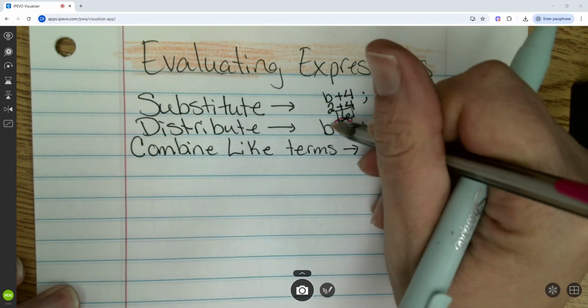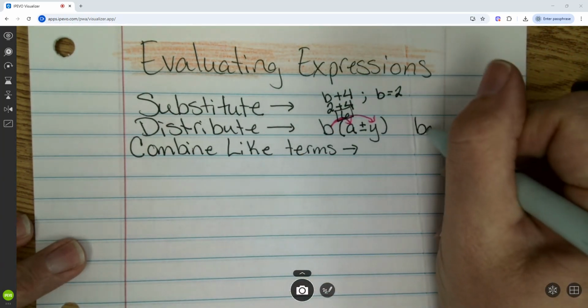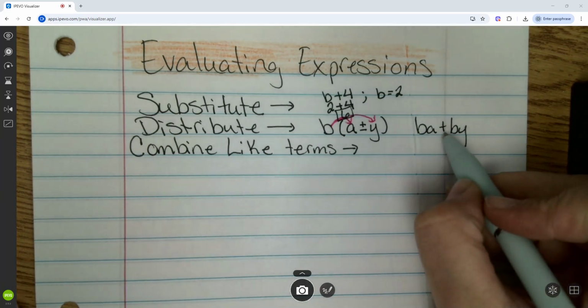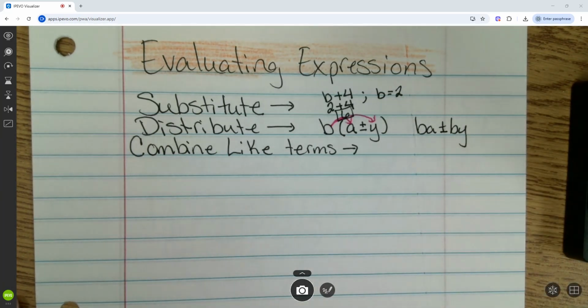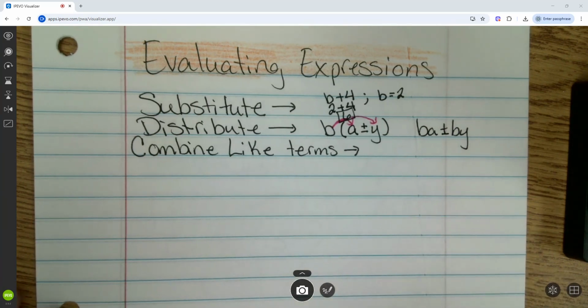So we'll go over distributing the b, and we would get ba plus by. So that's always kind of a cute little trick that we always used in 6th grade to teach distributive property. So we just take the outside and distribute to everything on the other side.